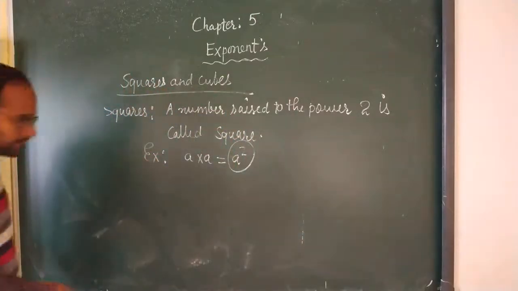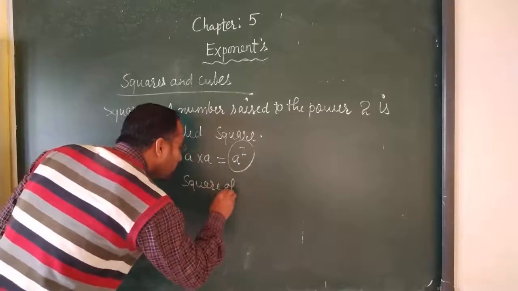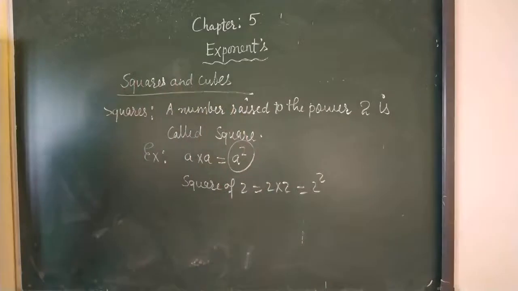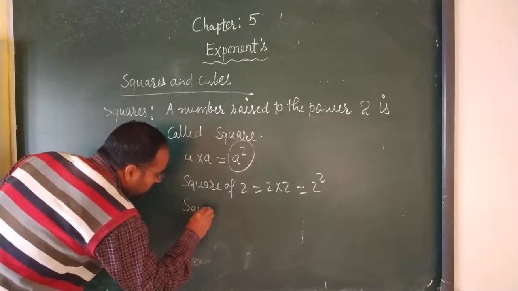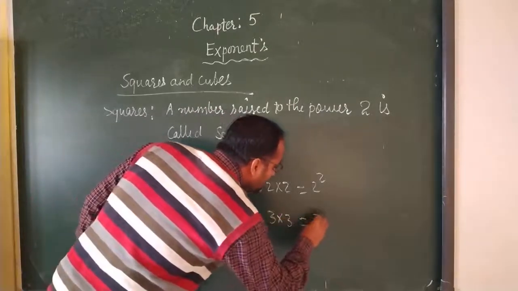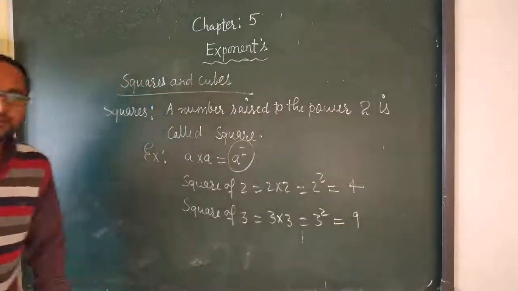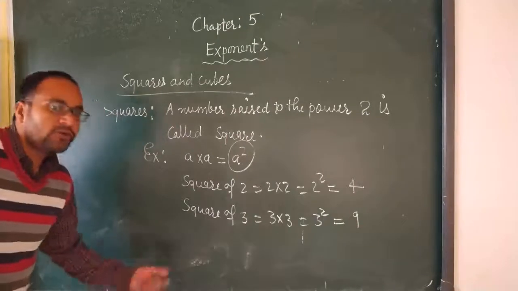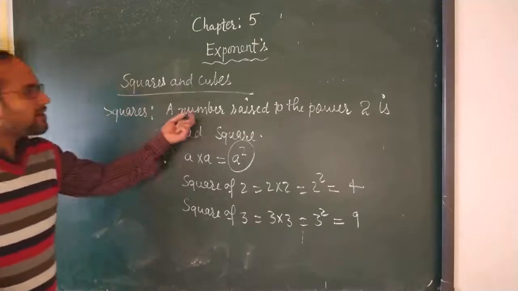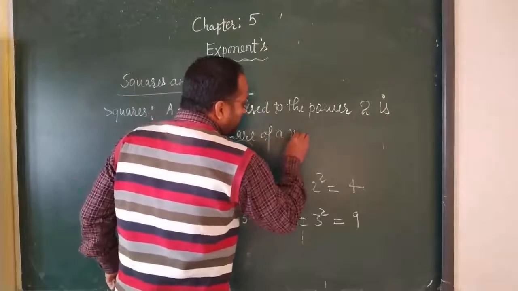Or you can write the square of 2. Square of 2 means that 2 is multiplied by 2 and its power is 2 to the power 2. Square of 3 is 3 multiplied by 3, and 3 to the power 2. So square of 2 is 4 and square of 3 is 9. Same as it is, square of 4: 4 is multiplied by 4, 4 to the power 2, and that is 16 students. So a number raised to the power 2 is called the square of a number.